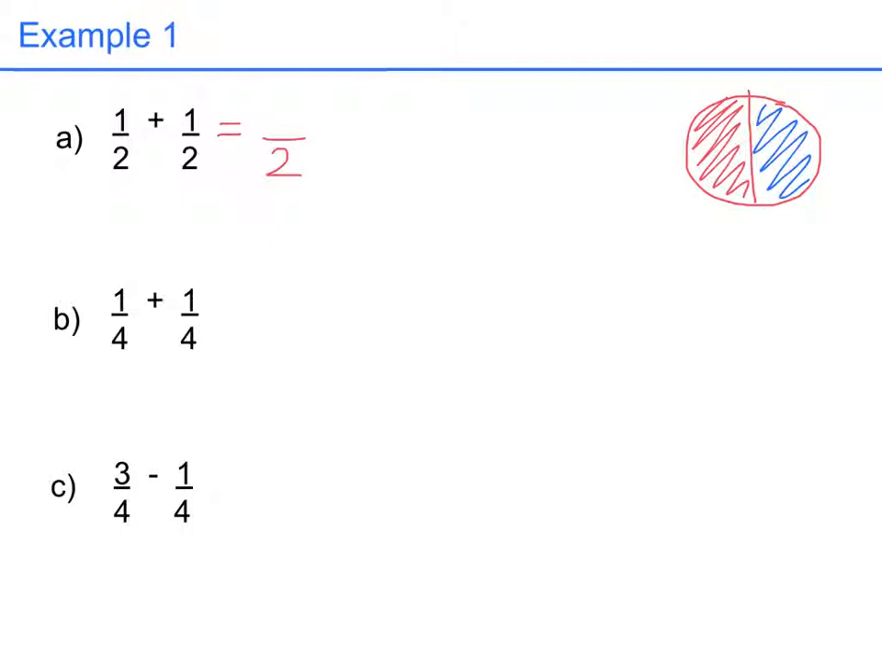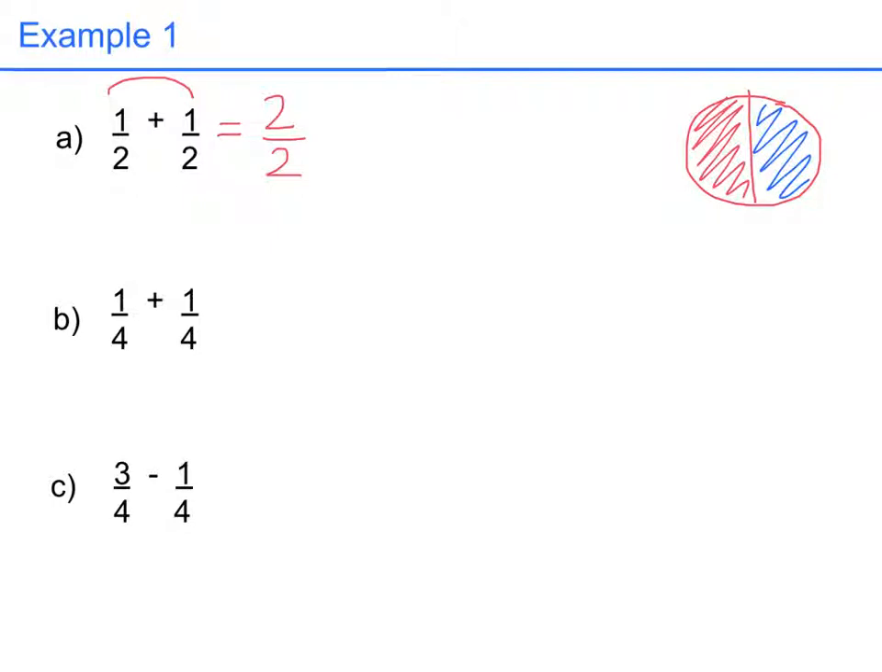Now move to step 2, which was add the numerators only. So, adding the tops of my fractions, 1 plus 1 gives me 2. And so far my answer is 2 over 2. Remember, don't touch those denominators.